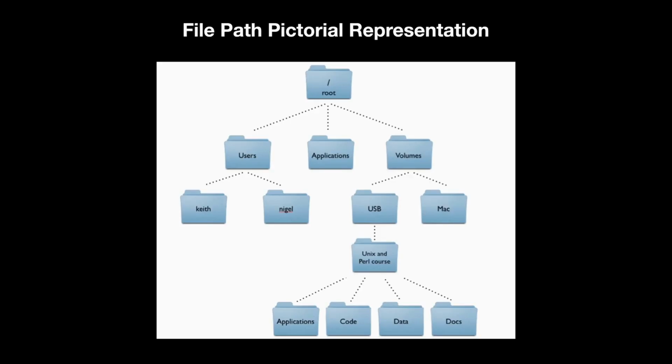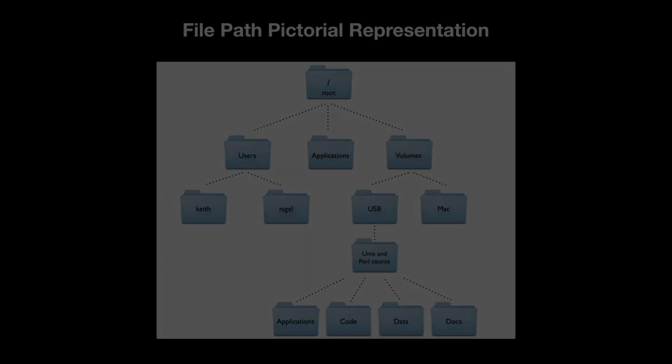As you can see, root is the main directory which holds the subfolders such as users, applications, and volumes. And when it comes to users, it's Keith and Nigel, which are only in the users. And when it comes to the volumes, it can be USB, Mac, and in the USB, it's Unix and Perl cores, which has applications, code, data, and documents.